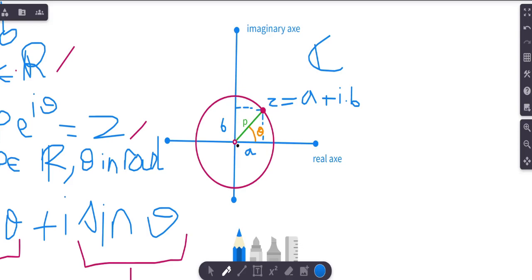So rho represents the distance between the origin of the plane and z. So this is a distance, so it's always positive. So here it belongs to R plus, and theta is the angle between the real axis and the segment in green here.